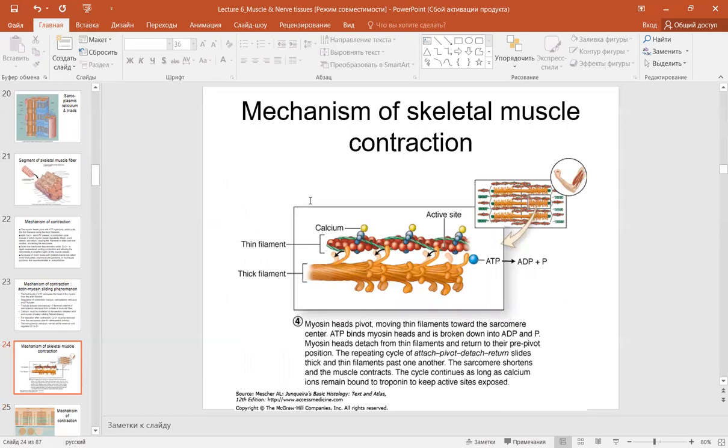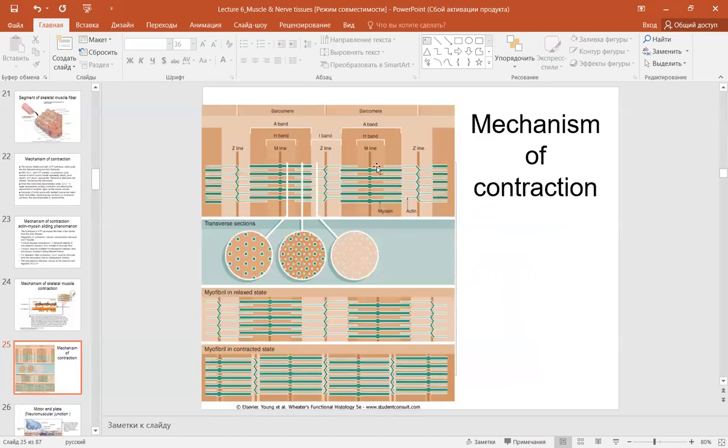Mechanism of skeletal muscle contraction. Pivoting head of the myosin molecules, pushing the actin filaments in the direction of the M-line, leading to shortening of the sarcomere and leading to the shortening of the whole muscle as the organ.